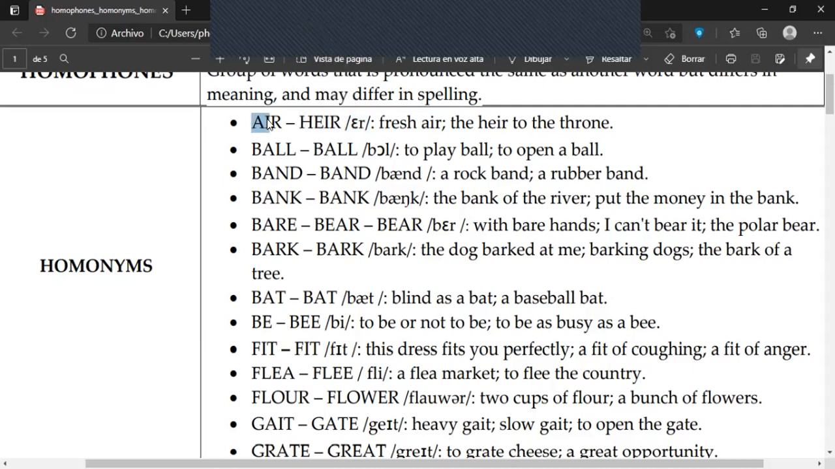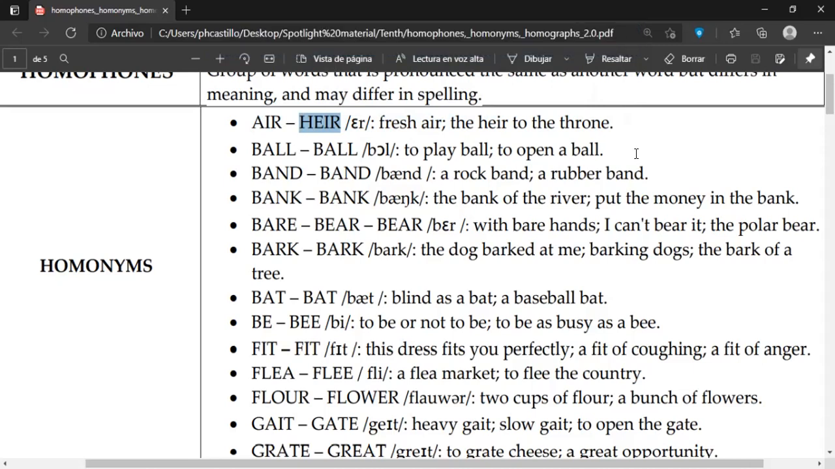Air and air. The first one is fresh air. And the other one is the heir of the throne. It means the one who's gonna inherit everything from their parents or their legacy or whatsoever. It is the one that receives the possessions of dead people, people who have passed away.